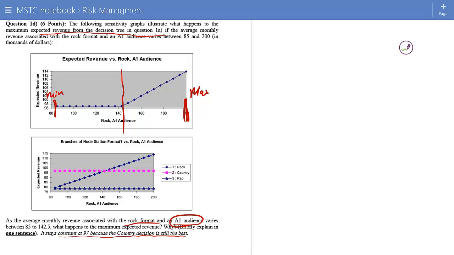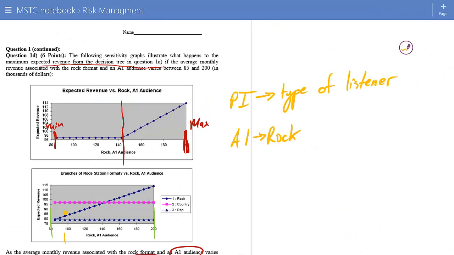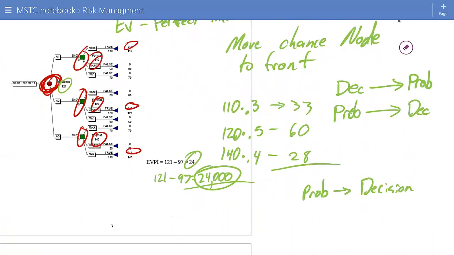The average monthly revenue associated with rock format and an A1 audience varies between 85 and 142. So that's your max and min. There's a highest chance of having, he's going to want to pick country. Exactly. The perfect information guy said that there's the best chance you're going to have listener group A2. There's a 50%, the highest probability of getting listener type A2. So, assuming the best chance of getting A2, which one would you pick? You would pick country.